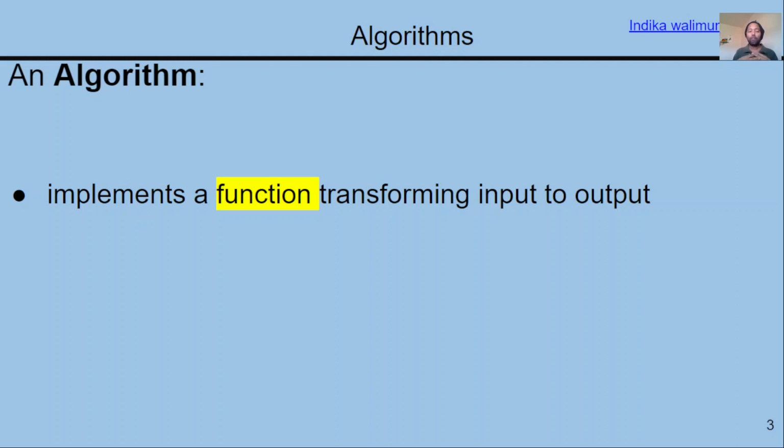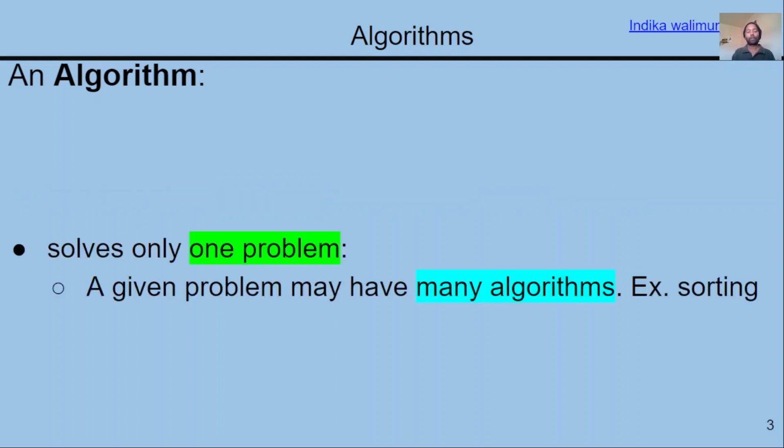Basically it implements a function transforming input to output. It governs a set of steps for how we transform the input in our problem to get the output. A given algorithm only solves one problem. On the other hand, there could be many algorithms to solve one problem.